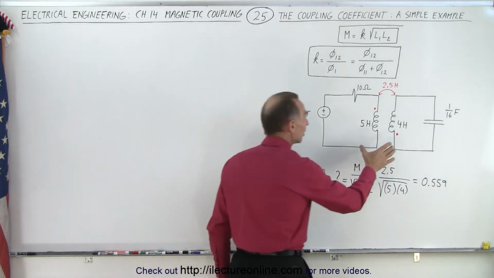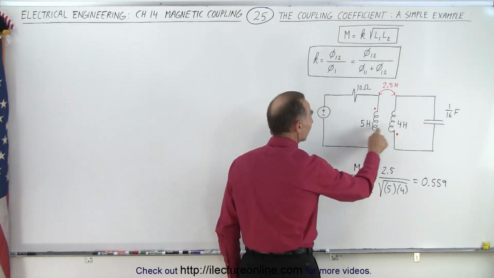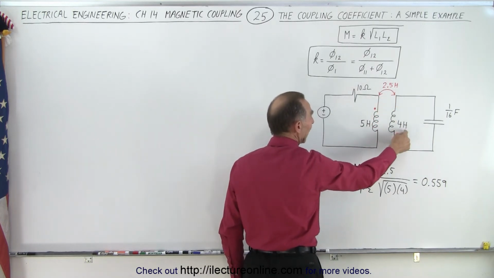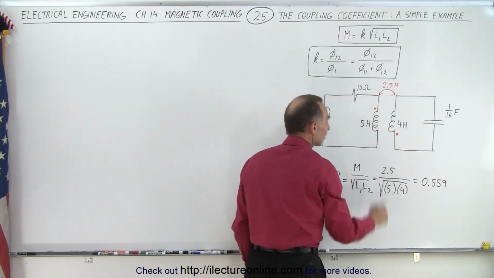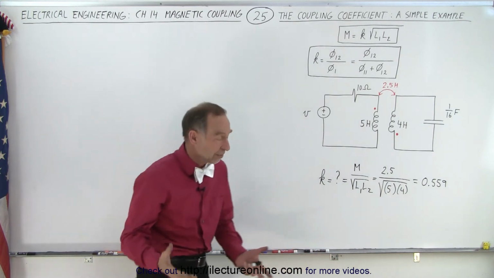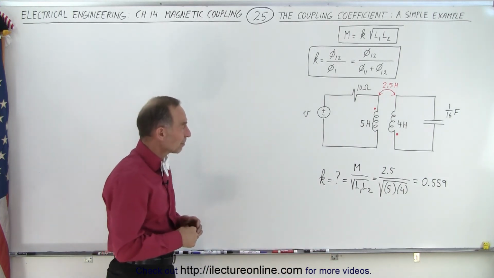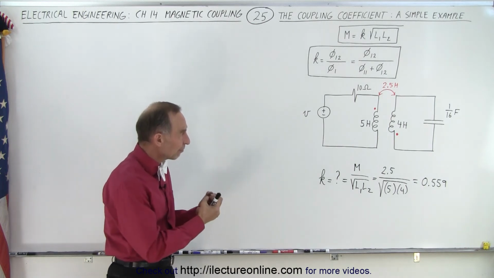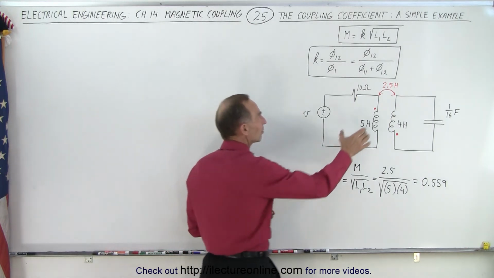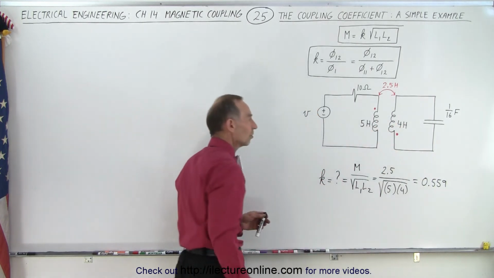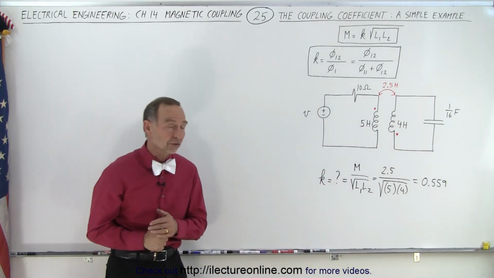But you can already see that by the fact that here you have 5 and 4 henries, and that the mutual inductance is 2.5, which is more than half of this inductor and half of that inductor. So you'd expect a coefficient that's probably slightly over 1/2. And that's kind of the way you can get a feel for it by simply comparing the size of the mutual inductance to the self-inductances of the two inductors in the circuit.